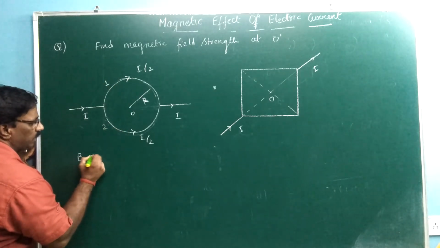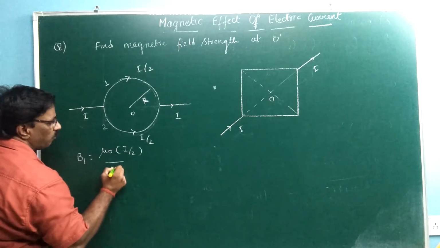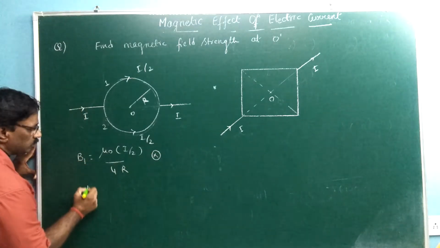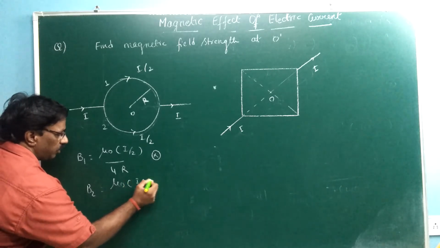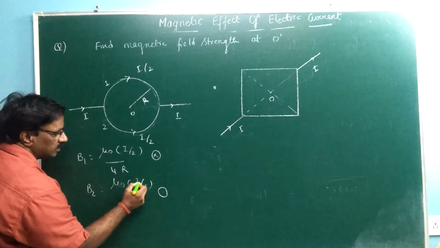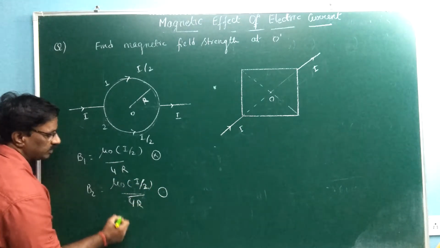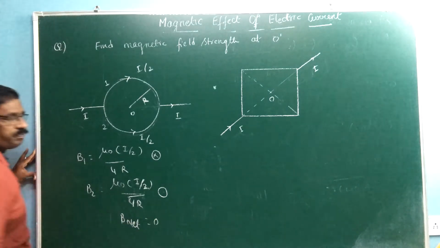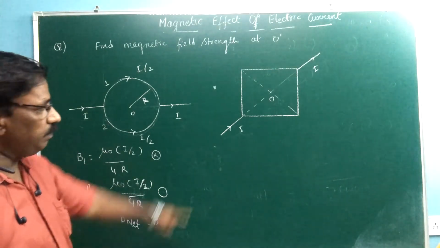So because of B1, it is mu naught into I by 2 by 4R, direction into, and because of B2, it is mu naught into I by 2 by 4R, direction out. Since both are equal and directed opposite, what is the B net? B net becomes 0. In this way we have to calculate. B net is 0. Same thing here also.